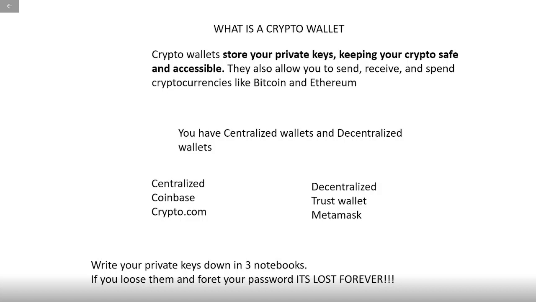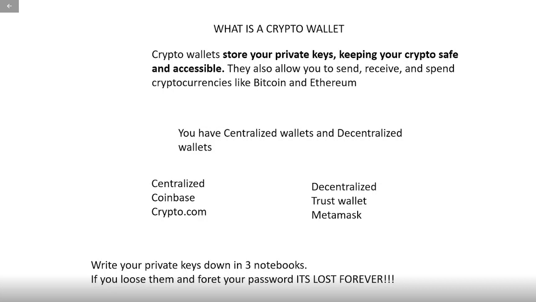Private keys usually go from 12 to 14 randomly chosen words in random order, and you have to repeat them in the correct order that they give them to you, and therefore you can access your funds.